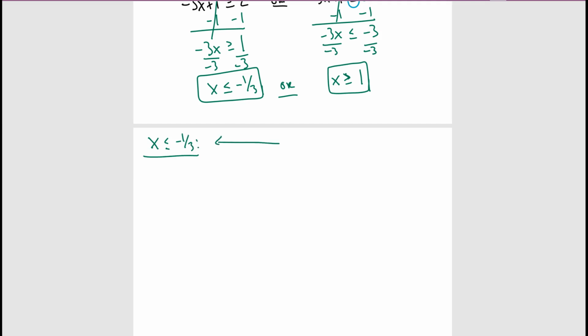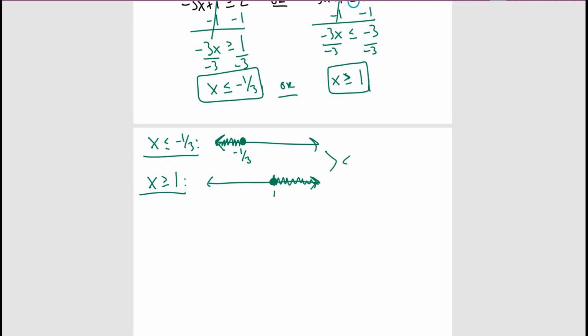Okay, so let's try to do this. So negative 1/3 is maybe around here. Here's negative 1/3. Negative 1/3 is included, and it's everything that's less than. Everything that's less than is over here. Okay, x is greater than or equal to 1 is going to be here. So 1 is a little bit more than negative 1/3. 1 is included, and it's everything that's greater than. It's going to be everything over here. And remember, with an OR, you want everything together. Okay, so you want to combine both of these together.